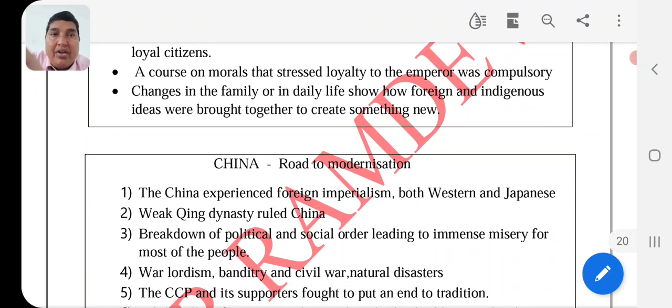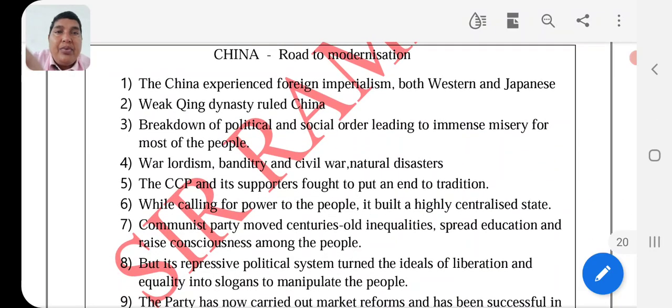Now we discuss some points related to China. China's experience with foreign imperialism, both Western and Japanese. The Qing dynasty ruled China. There were breakdowns of the political and social order, leading to misery for most of the people. Warlordism, civil war, and natural disasters were also faced by China. The CCP and its supporters fought to end the tradition, and while civil wars broke out in China and the call went out for power to the people, it built a highly centralized state.